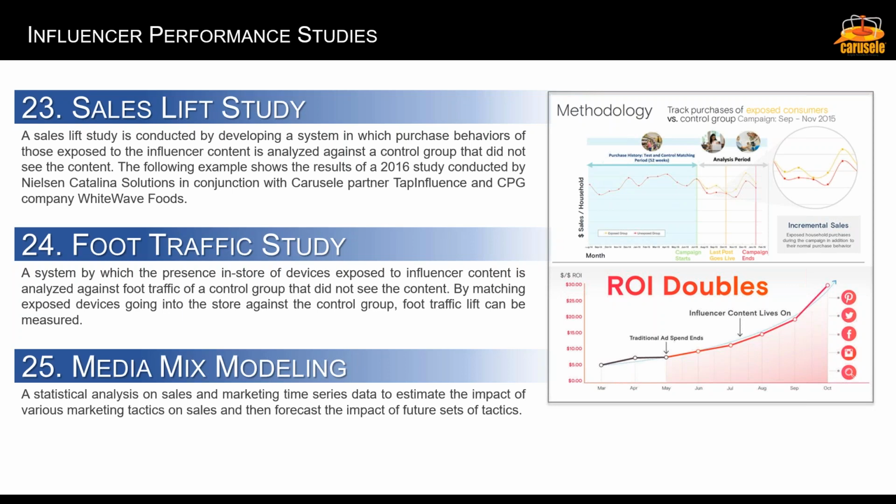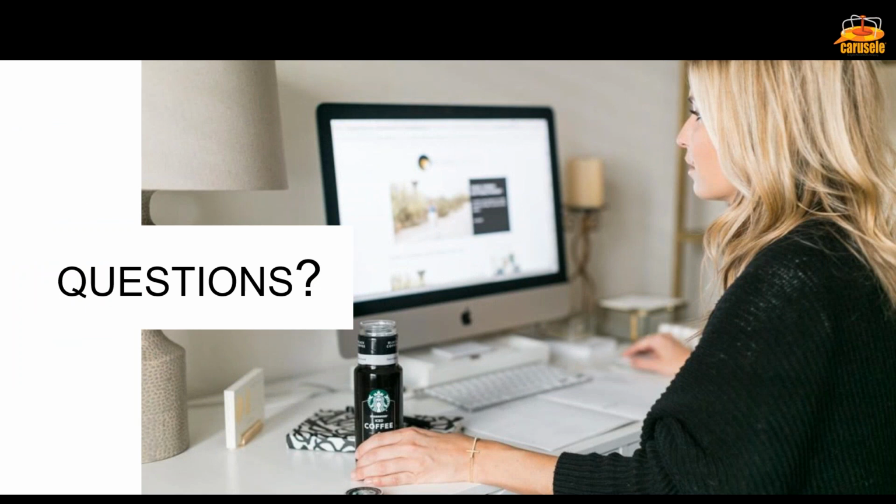So these are real studies designed to measure total attribution, sales lift, foot traffic, and media mix modeling. They're the hardest ones to get to, but if you set up your programs properly, they are all very, very doable. And as we mentioned before, those earlier ones, partial attribution and even the basics, can be done by many more people.